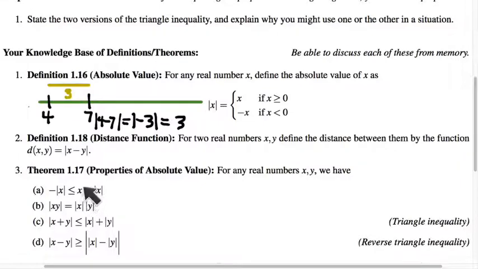But again, by definition, the absolute value of x is always equal to x if x is positive. So if x is positive, this one is an equal sign. Whereas if x is negative, the absolute value of x is equal to negative x, and then in that case, this one would be an equal sign. So this theorem just establishes some properties, the most important of which are probably the triangle inequality and what we call the reverse triangle inequality in parts C and D.